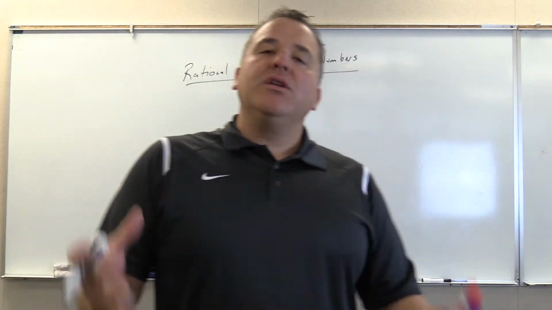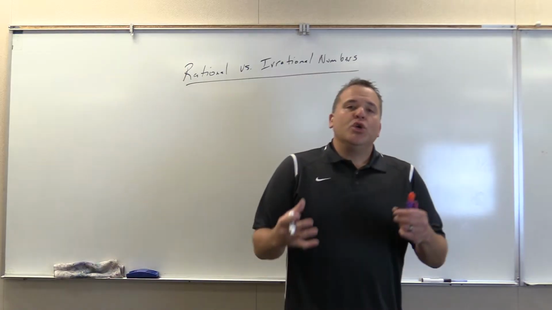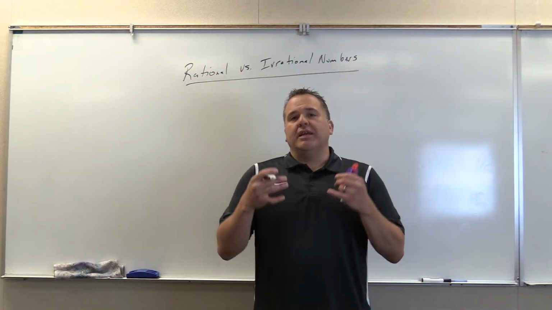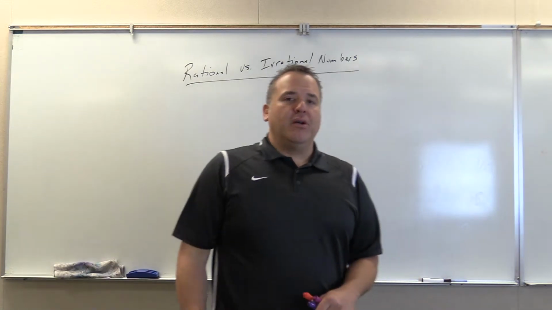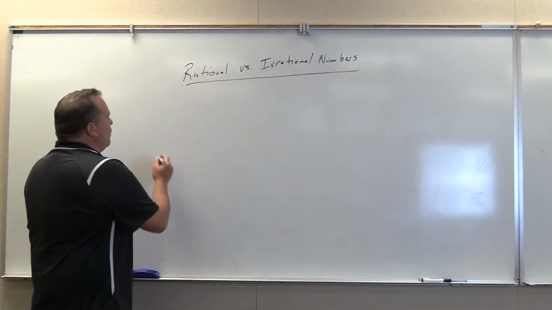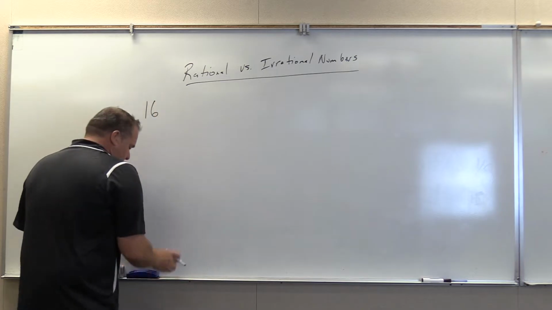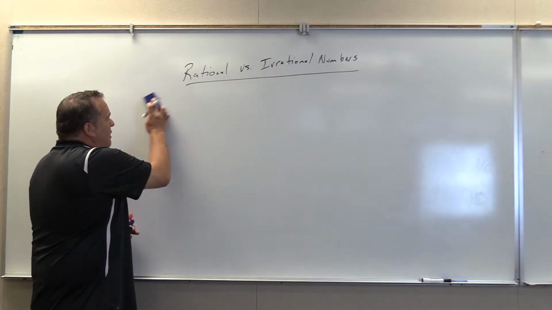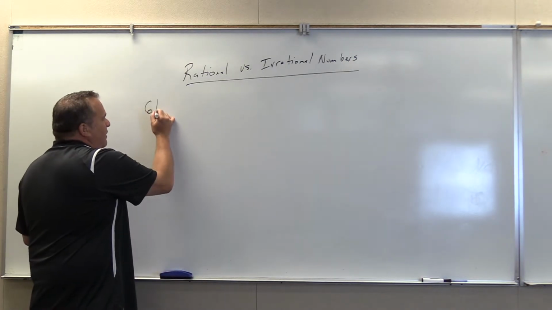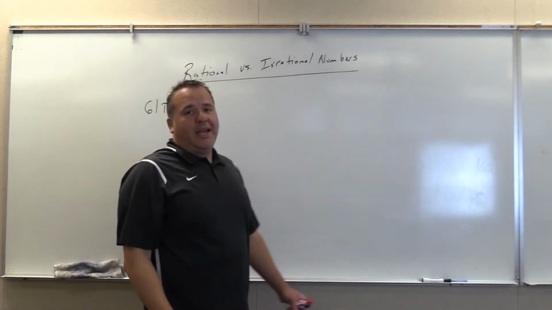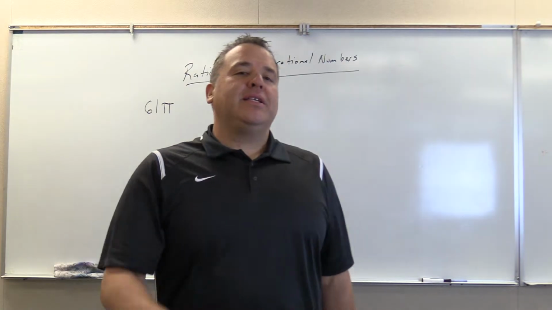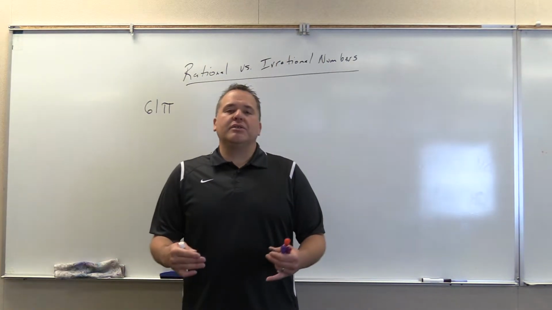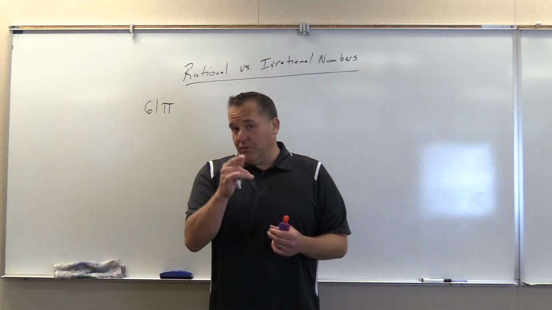Now, the best way to do this is going to be to take a look and understand what an irrational number is. If you look at the first problem on your paper there, you got 61 pi. Is that rational or is that irrational? The way we tell is by understanding what an irrational number is.